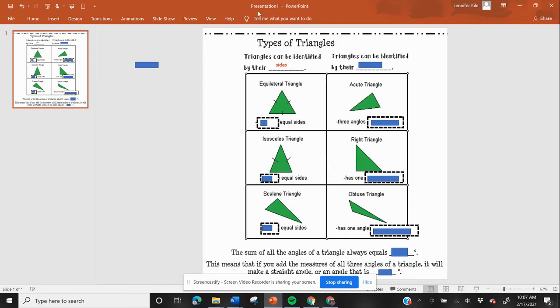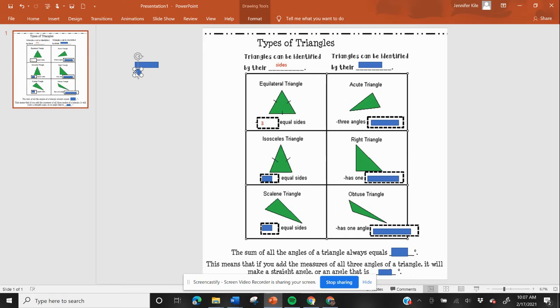So our first triangle is the equilateral triangle, and you'll notice that there are marks through all three sides of the triangle. And that's because all three sides are equal, just like the name, equilateral. Equa, E-Q-U-I, means same, and lateral means side. So equilateral triangle is three equal sides.